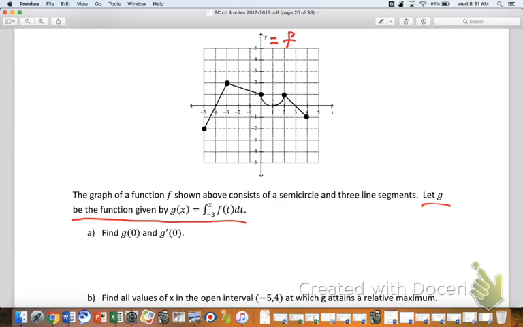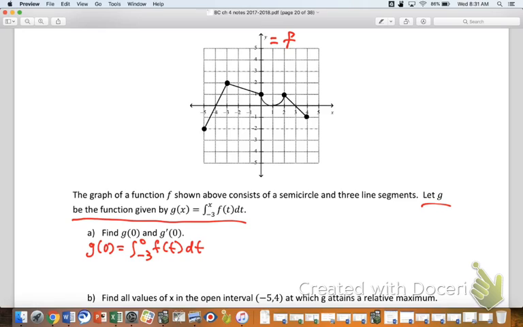And then it goes on in A. We're just going to do A right here. It says find g of 0 and g prime of 0. So g of 0 means the exact thing you think it means. Doesn't it mean plug in a 0 wherever you see an x? It doesn't mean plug in a 0 wherever you see a variable. It's specifically an x. So I could write g of 0 equals the integral from -3 to 0 of f of t dt.